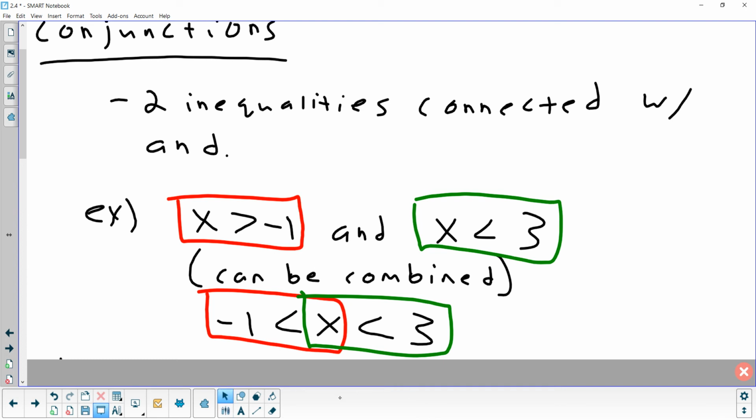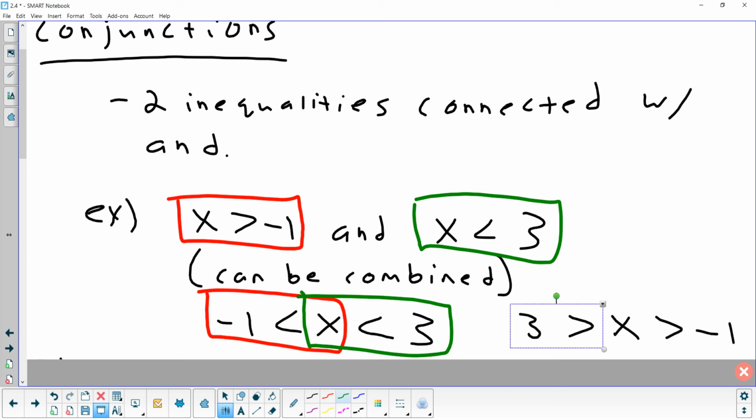There's also another way you can do it. You could put x in the middle, and I could put the numbers on opposite sides. What would happen if I did that? What else would I have to change? Yeah, Caleb? The inequality sign. I'd have to change the inequality sign. You can do this, and this means exactly the same thing. This means x is less than 3, and x is greater than -1.